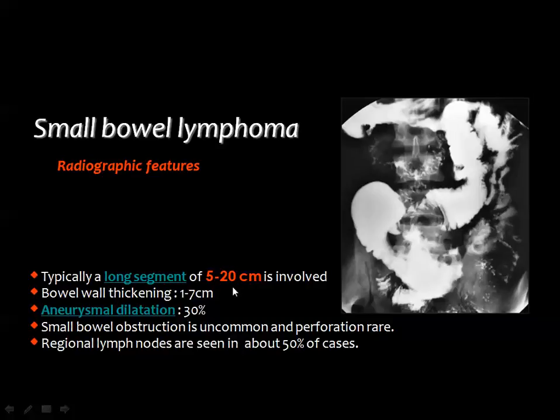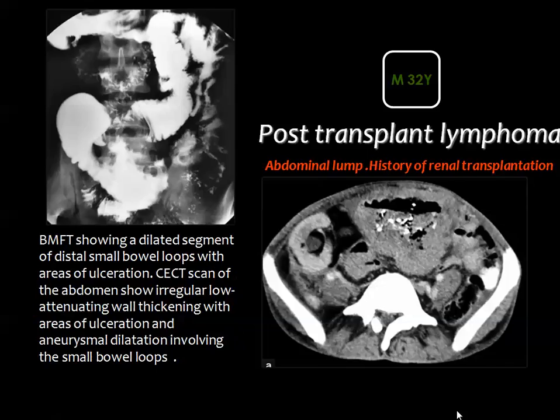Then also diffuse bowel wall thickening similar to the stomach, and this is one of the peculiar findings of lymphoma in the small bowel, which is aneurysmal dilatation of the affected bowel loop. A small bowel obstruction is uncommon, and also perforation is rare. Regional lymphadenopathy is usually seen in about 50% of the cases. And this is what we mean by aneurysmal dilatation of the bowel.